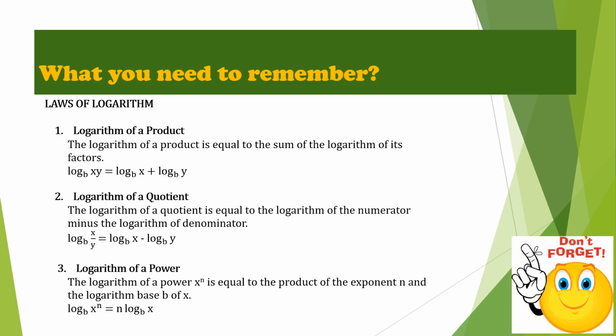What you need to remember. The 3 laws of logarithm. Number 1, the logarithm of a product. The logarithm of a product is equal to the sum of the logarithm of its factors. Number 2, logarithm of a quotient. The logarithm of a quotient is equal to the logarithm of the numerator minus the logarithm of the denominator. Number 3, logarithm of a power. The logarithm of a power x raised to n is equal to the product of the exponent n and the logarithm base b of x.